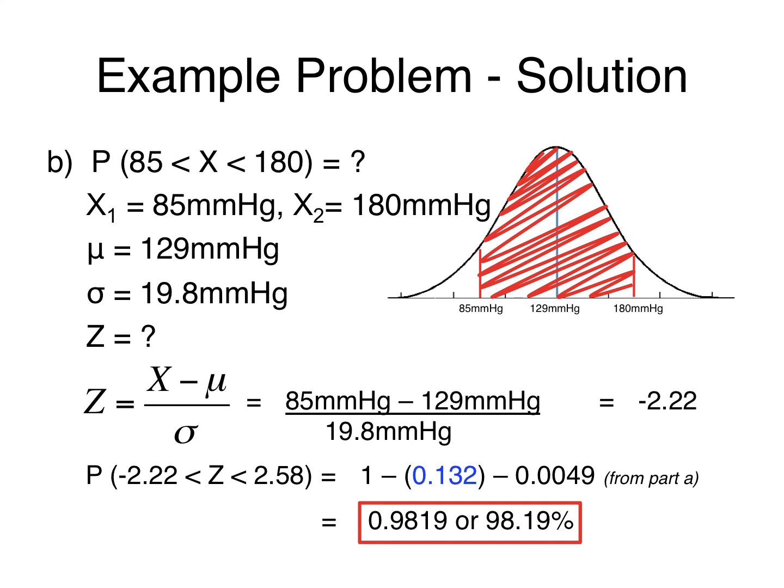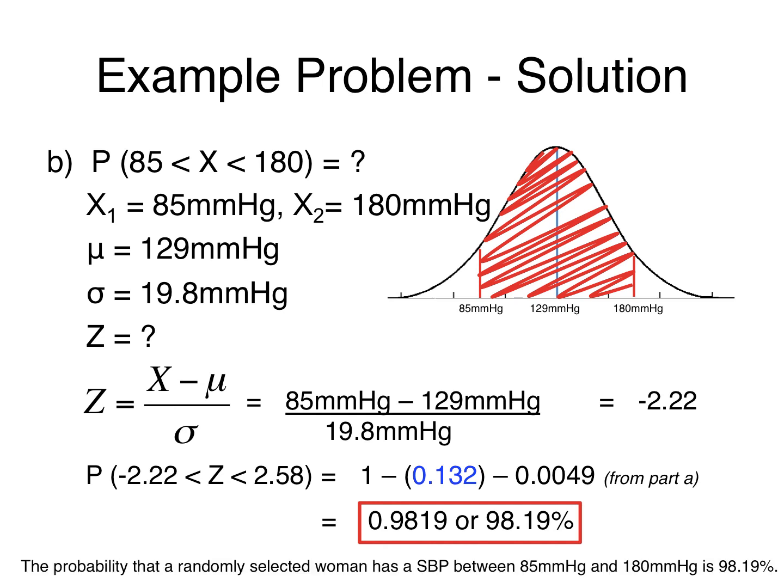So we now know that there is 0.49% of our distribution above a Z-score of 2.58 and 1.32% in the tail below a Z-score of negative 2.22. So we subtract the total of both of these values from 1, or 100% if you use percentages, since this is the total area in a normal distribution. And this gives us an answer of 98.19%. So the probability that a randomly selected woman has a blood pressure between 85 and 180 is 98.19%.